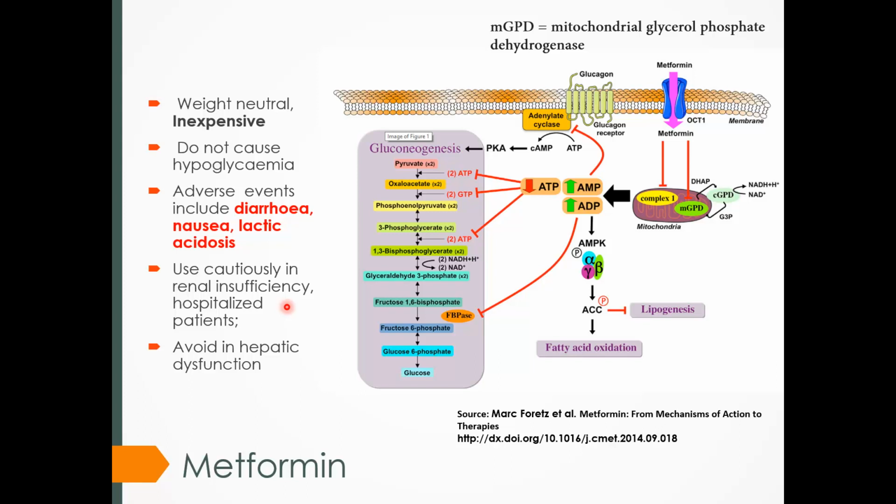Usually metformin is given in 1 gram twice daily dose, and it can be given up to 2550 milligram dose, but after 2 gram daily dose the plateau is reached, and you should avoid this in hepatic dysfunction.